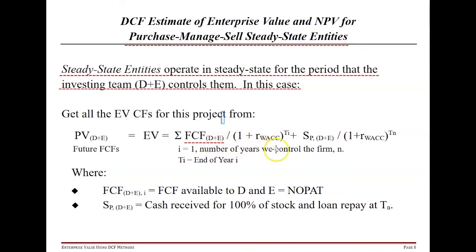If we own it for 5 years, there's going to be 5 of these terms. That's what this summation notation is all about.